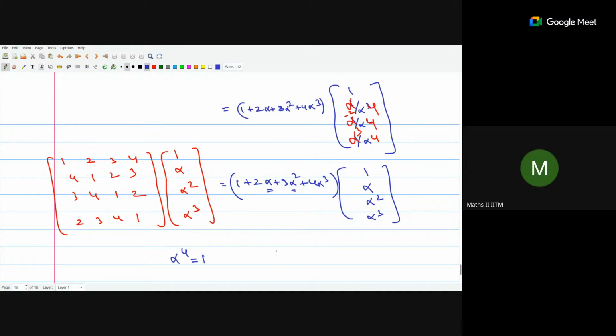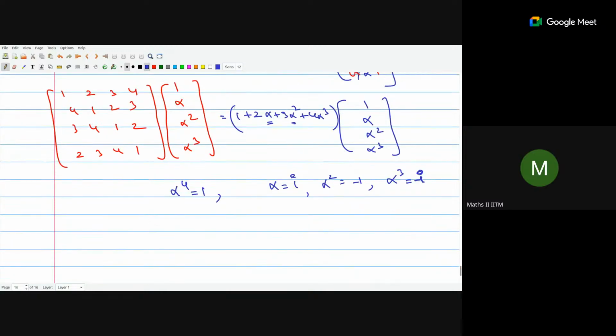What is alpha? The first root. Alpha is i. Alpha square will be minus 1. Alpha cube is minus i. So alpha, alpha square, alpha cube, alpha power 4 are the 4 roots of unity. So from there you can write this root also.